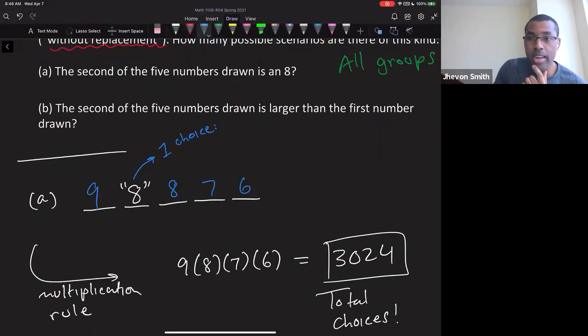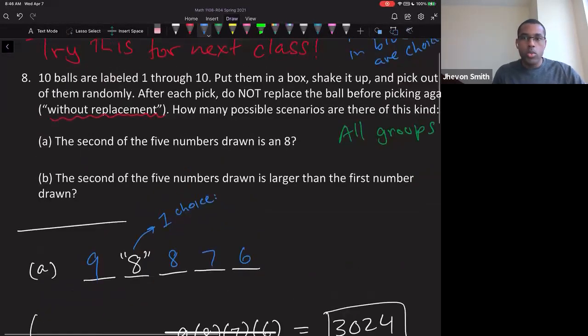Right, so the 8 in quotations is not the choice that I'm counting. One choice was made for us, and it was the number 8. Because there were 10 numbers, once someone chose the number 8 specifically and put it in the second slot, we now have 9 other numbers that we need to pick from. I can pick any of those 9 to put in the first slot.